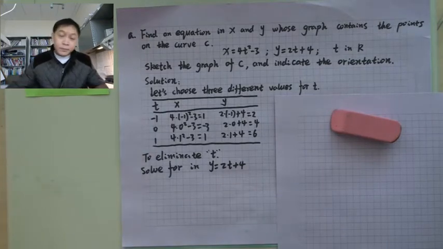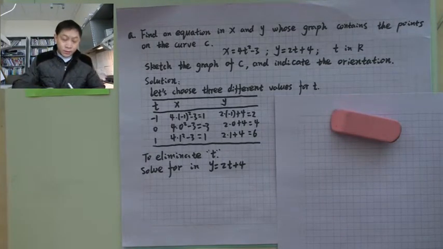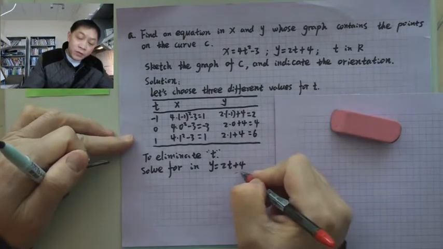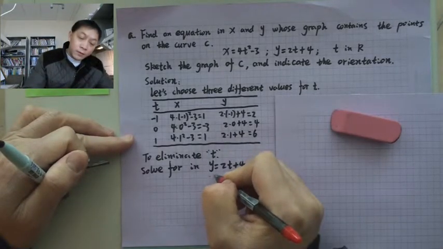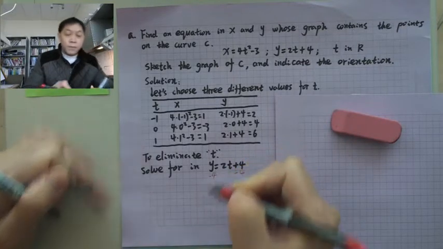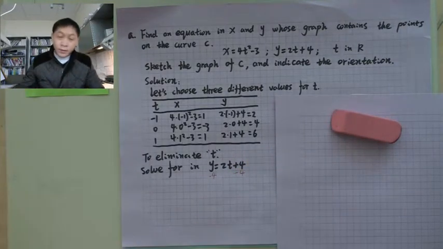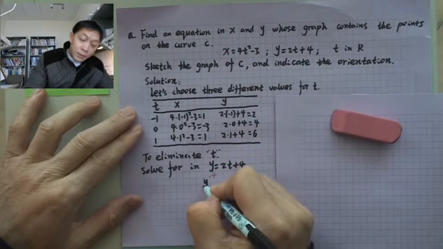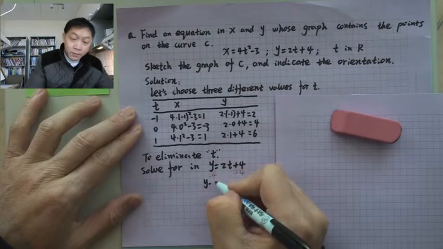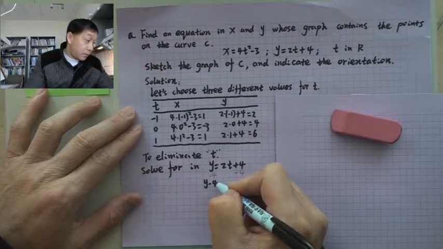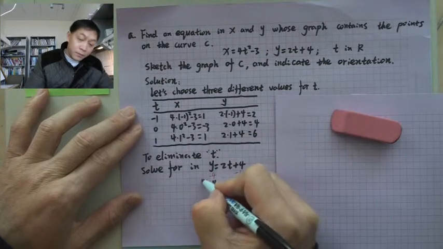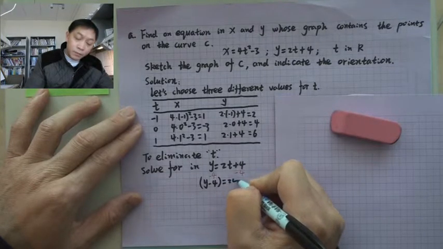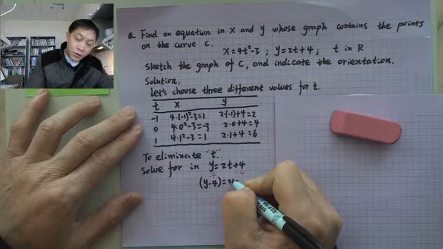Okay. Yeah. Okay. Now both sides minus 4. Then what do we get is y minus 4 equals 2t. Equals 2t.